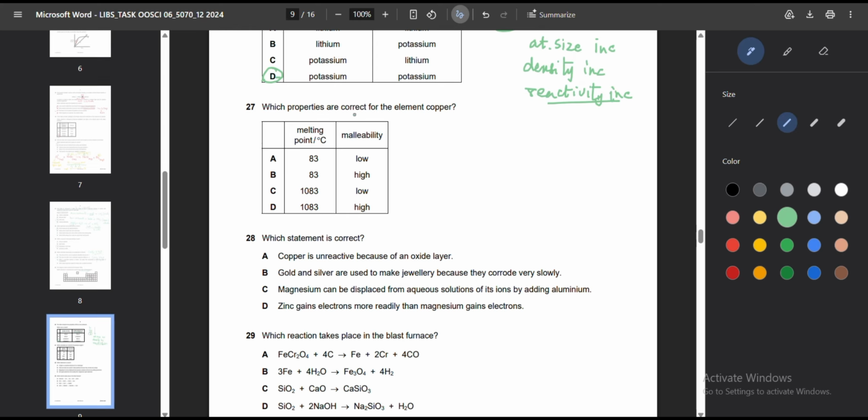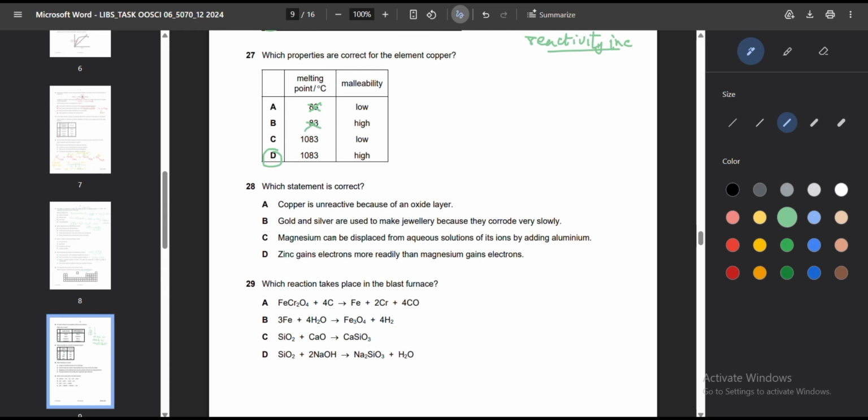Which properties are correct for the element copper? Now copper is a metal, it has metallic bonds, so since it's a metal, it would have a higher melting point. These melting points are quite low, so it can't be copper. We have to select from option C and D. And we also know that since copper is a metal and it's malleable and ductile, that means option D is the correct one. Its melting point is high and it has high malleability.